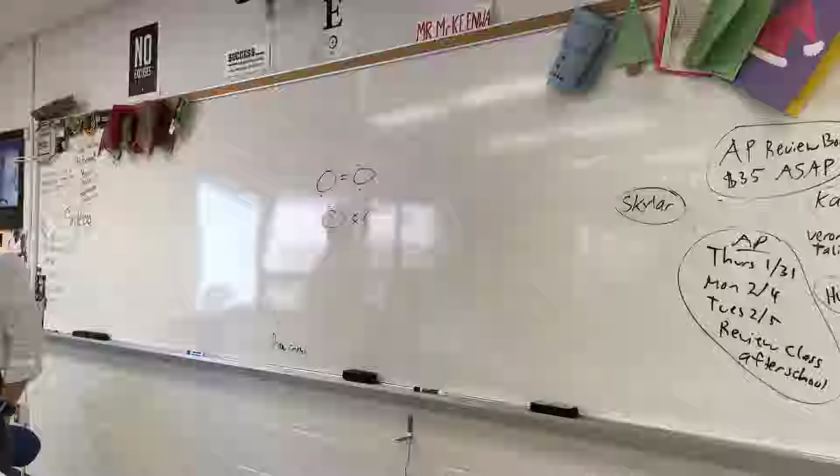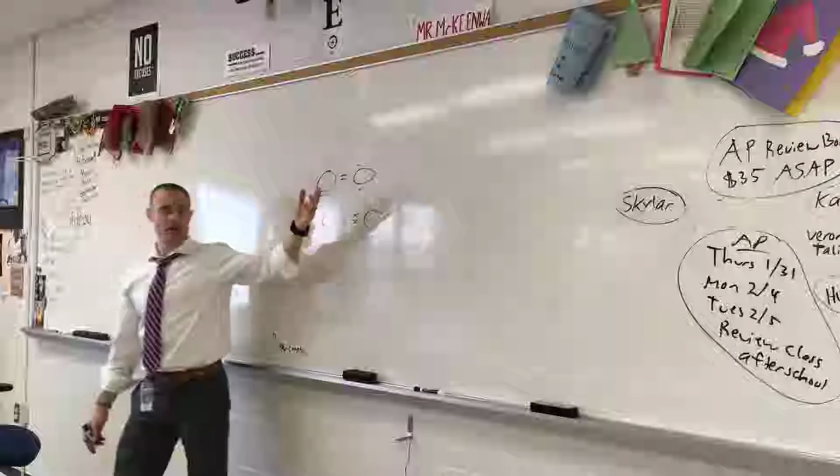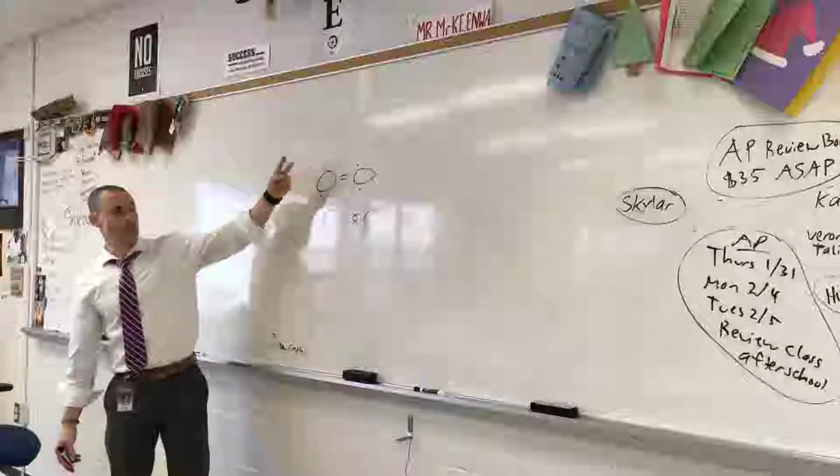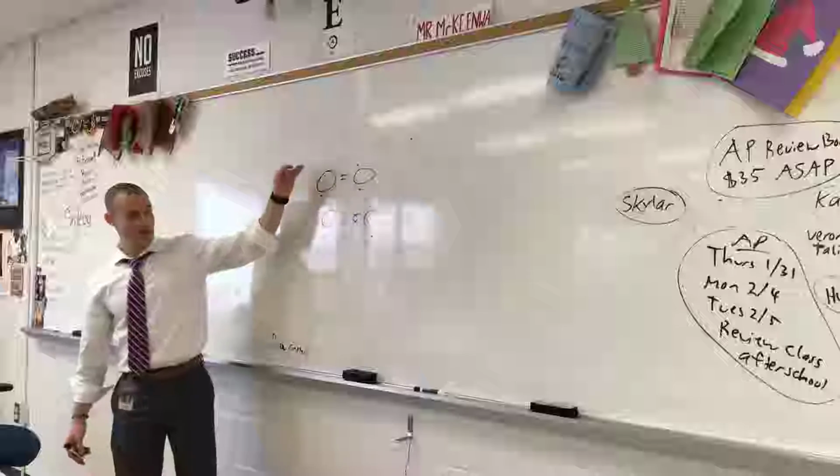Okay. Questions? So, if you just memorize that, I'm fine with it. All right, but the reason it forms a double bond, 2 bonds, is to have a full valence shell, right? So both of them have a full valence shell.